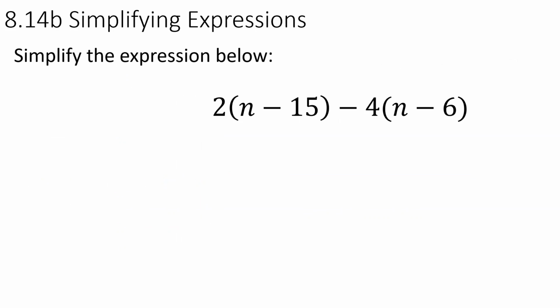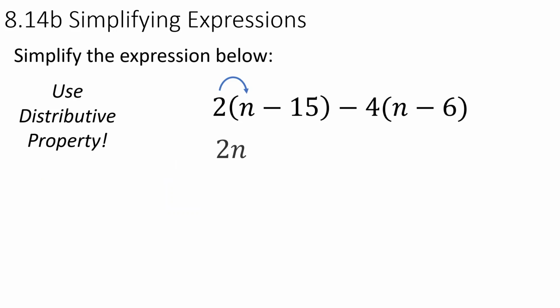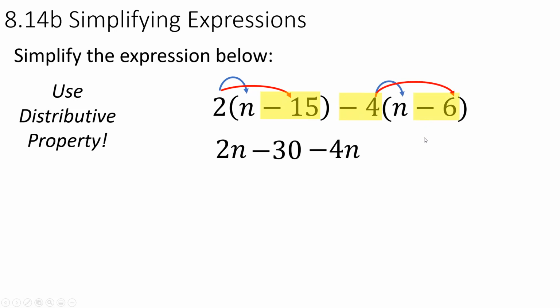Okay, simplifying expressions. The first thing you want to do is utilize the distributive property. You don't want to start combining like terms until after you've done all your distributive property. 2 times n gives you 2n. 2 times negative 15 gives you negative 30. And then don't forget the negative sign in front of 4. Negative 4 times n gives you negative 4n. Negative 4 times negative 6 gives you a positive 24.